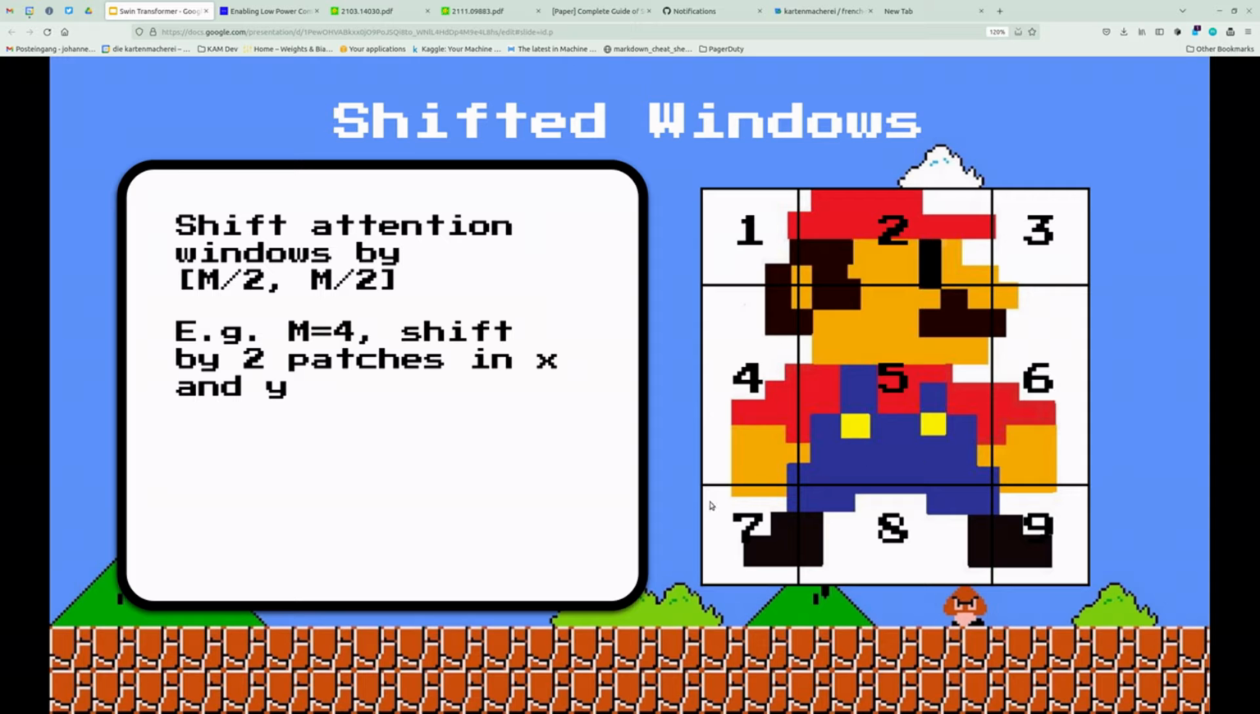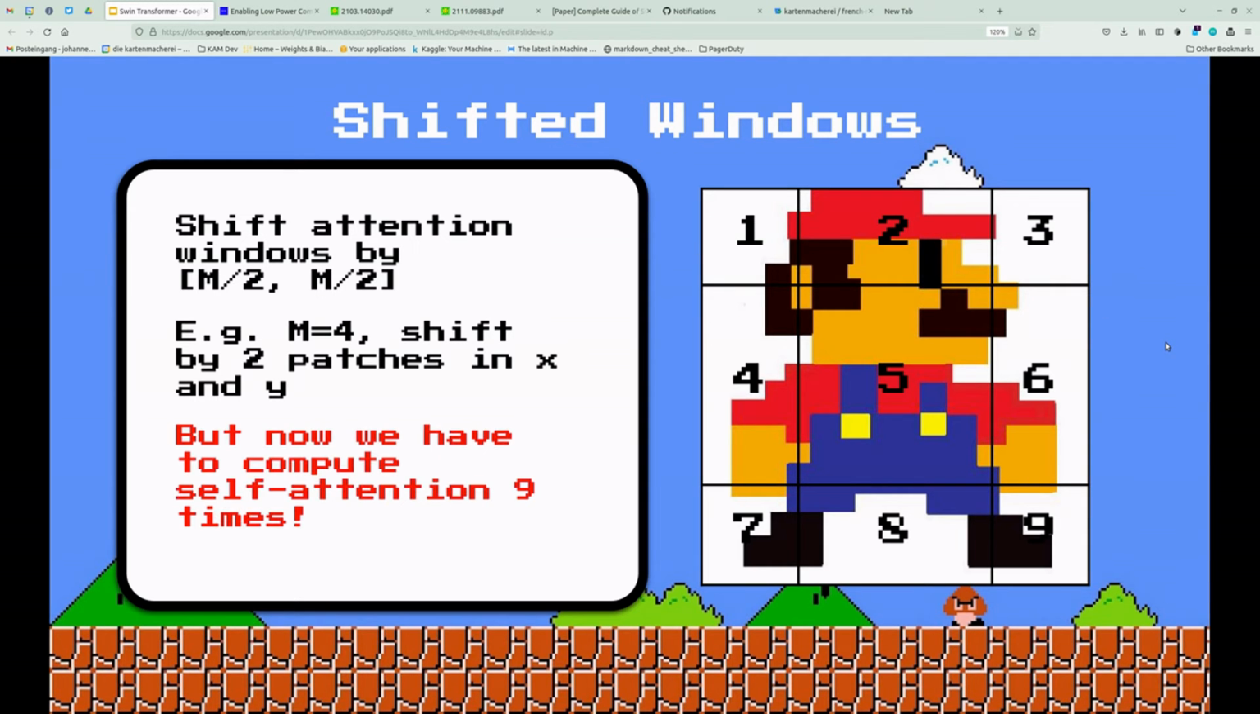So the naive approach would be to just pad them around here, and then we mask them, and then yeah, we get our attention. But then, wait, we have to compute self-attention 9 times now, before we had to only compute it 4 times. So one of the main goals of the paper is to be more feasible in computational resources than other transformers, especially than ViT. And because of that, they say no, we don't want to compute self-attention 9 times.